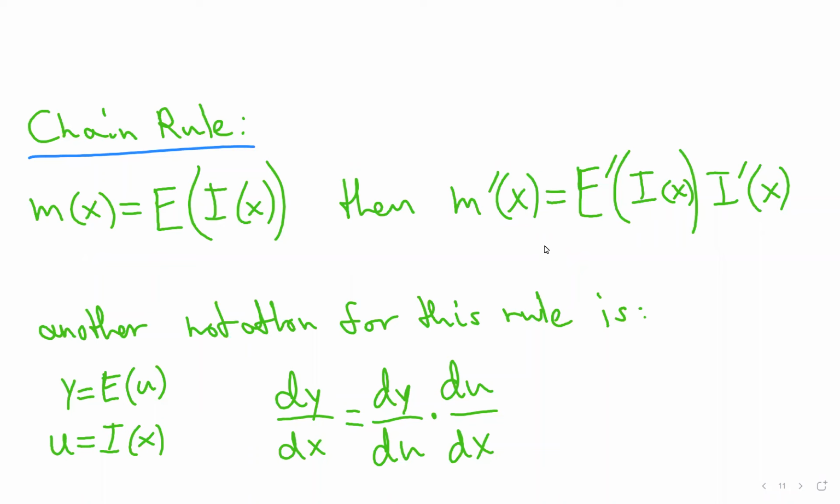And you can also restate it as y equals f of u and u equals g of x, which is just a restatement of the initial conditions that we had here for m of x equals f of g of x. And if you have these cases written out this way, you can use the differential notation to come up with dy over dx equals dy over du times du over dx.